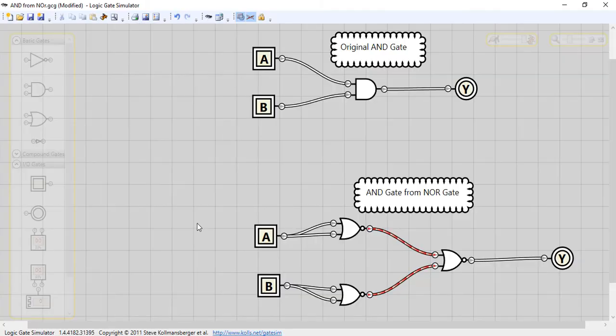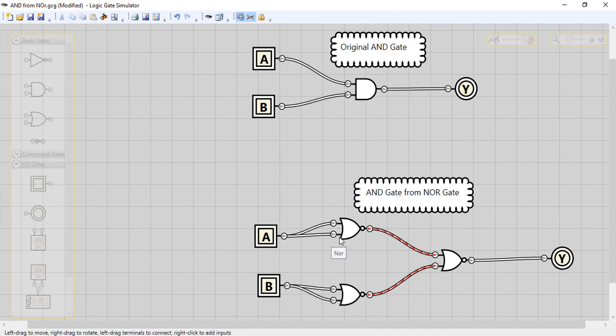Come to this logic gate simulator, where we will compare the output of the combination of three NOR gates to the output of the original AND gate. I have my original AND gate here. Here I have written original AND gate, and this A and B are my inputs, and this Y is my output for this AND gate. Likewise, this is the combination of three NOR gates here. This is my first NOR gate, this is my second NOR gate, and this one is my third NOR gate, and A and B represent the inputs.